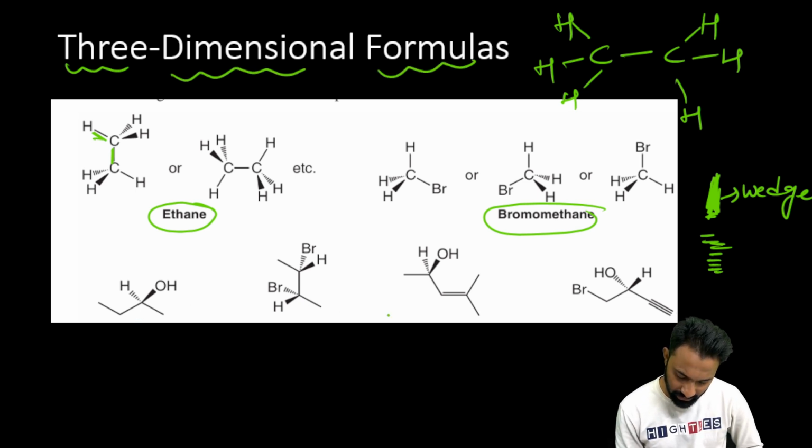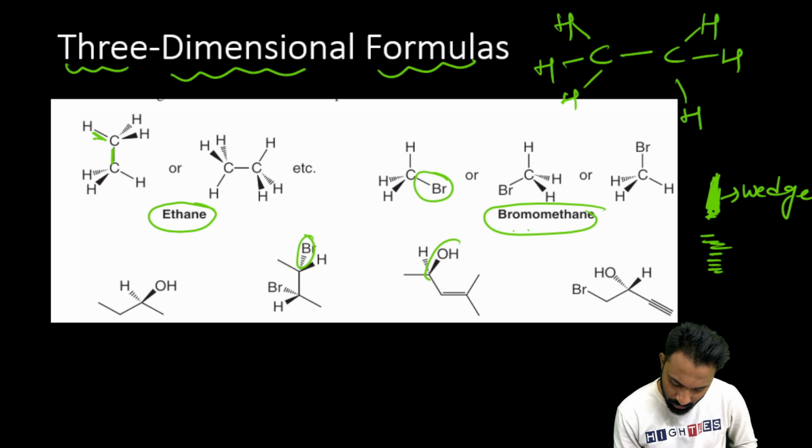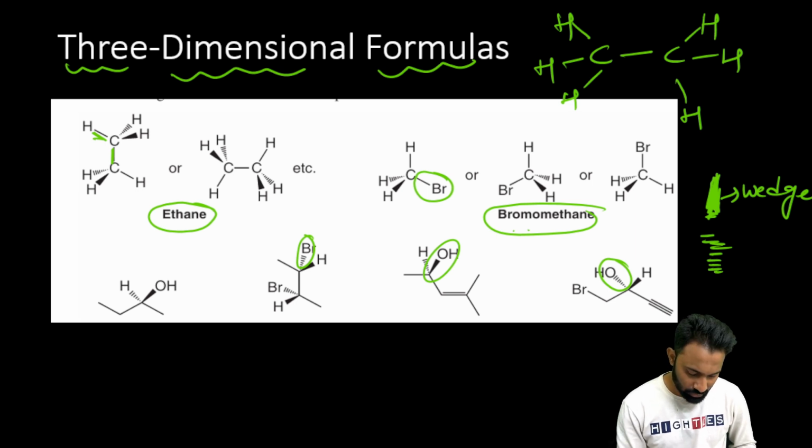Clear? In this manner we can represent. You can see here one time the bromo is in the solid line. One time the bromo is in the dotted line. Clear? Now one time you can see the OH in the wedge notation. One time the OH is in which notation? Dotted notation. Clear? Based on this we will do some questions.